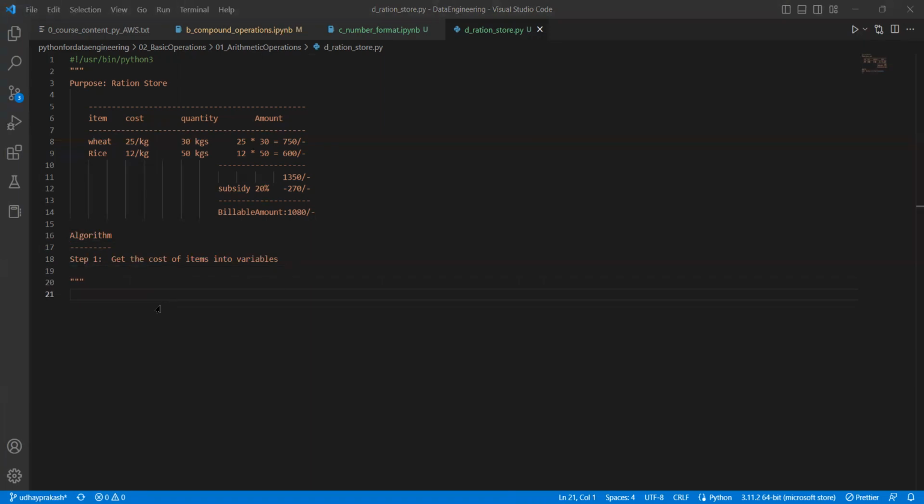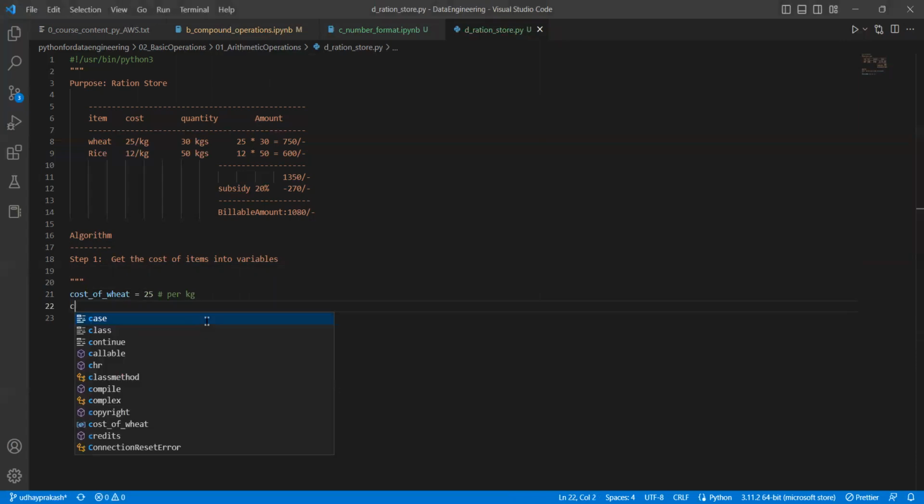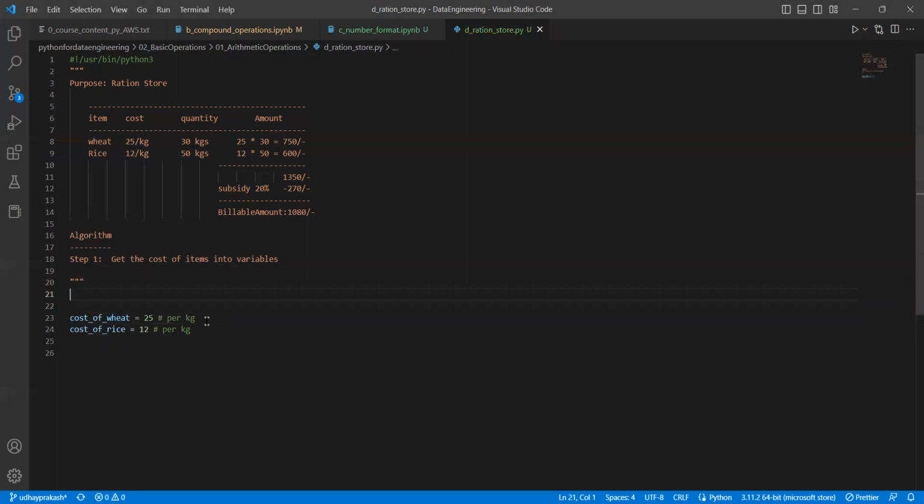So what is the cost of items? Cost of wheat is equal to 25 per kg. You can write it as "per kg". Why did I write per kg in quotes? Because that is for our understanding. Similarly, cost of rice is equal to 12 per kg. So these are the cost of items, right?